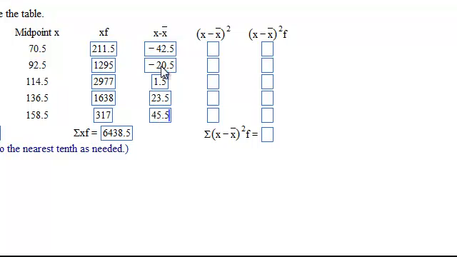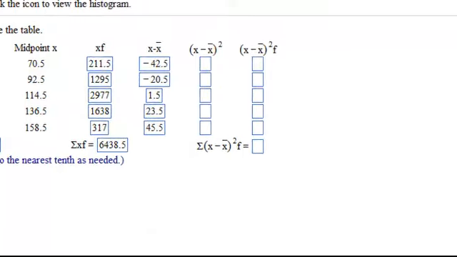The most common mistake with this column is students use this x times f column and then subtract the mean from that. This is x minus x bar, so you have to make sure you're using this midpoint column minus our mean of 113.